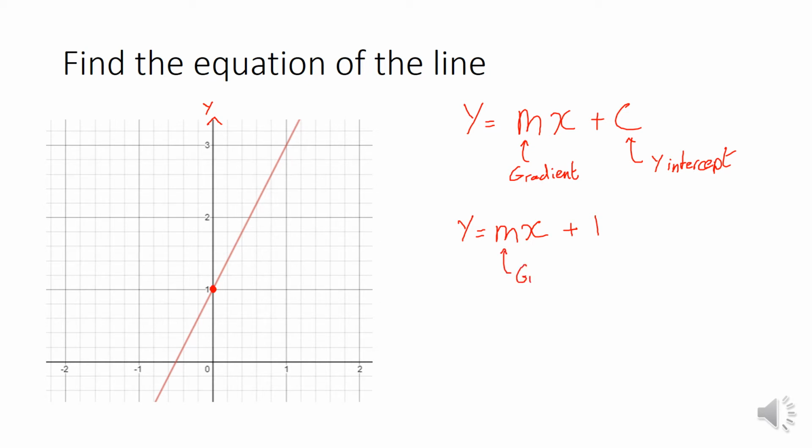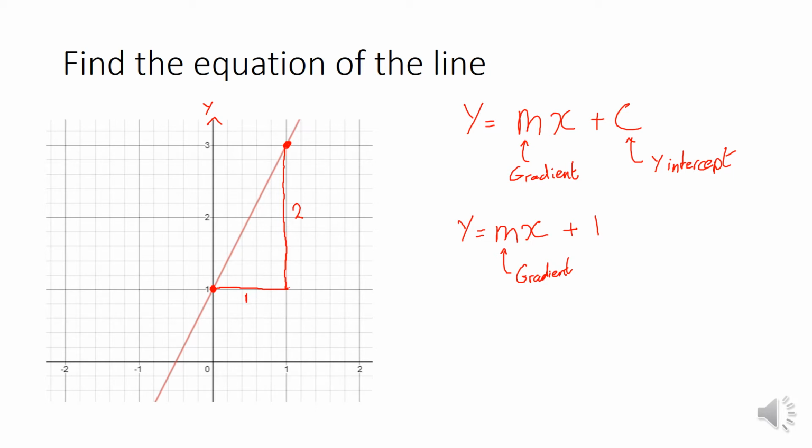So we still don't have the gradient though, so we need to work that out. How do we work out the gradient? We pick 2 points on the line, and if you can, try and pick ones that line up nicely with the grid points. I'm going to pick these two. Then we draw a line to represent the change in the x value. In this case it's changed by 1. We draw a line to represent the change in the y value. In this case it's gone from 1 to 3, so that's a change of 2. With the x it's gone from 0 to 1, so that's a change of 1.